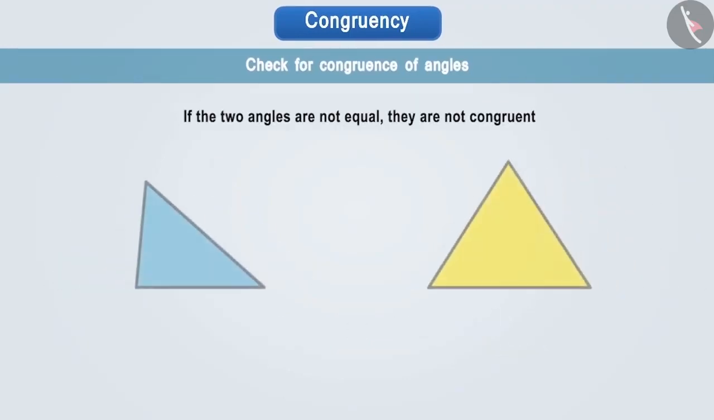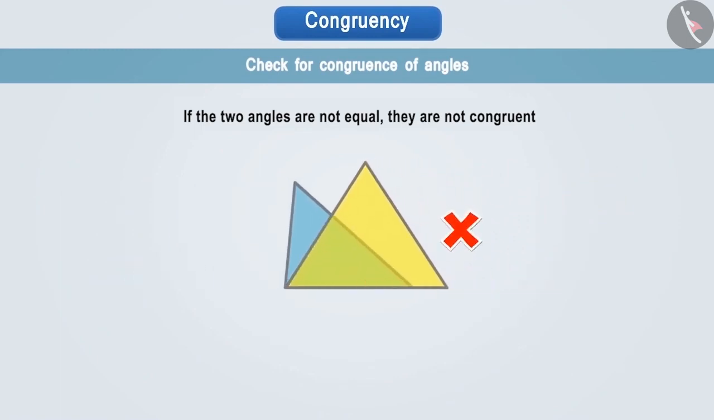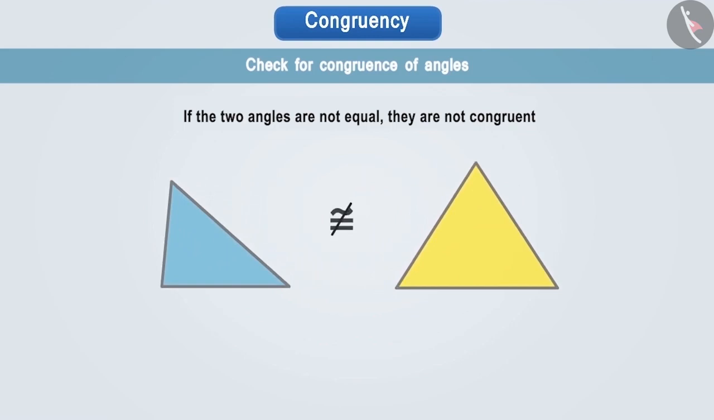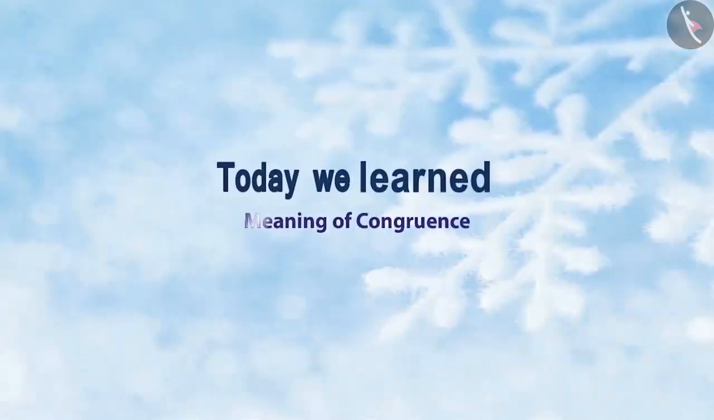If two angles whose measurements are not equal, they cannot be placed one above the other in any way so that the vertices and sides of one angle are exactly on the vertices and sides of the other. In such a situation, two angles cannot be congruent. In the next video, we will understand the congruence of triangles in detail. Today we learned the meaning of congruence. In the next video, we will learn congruence of triangles.